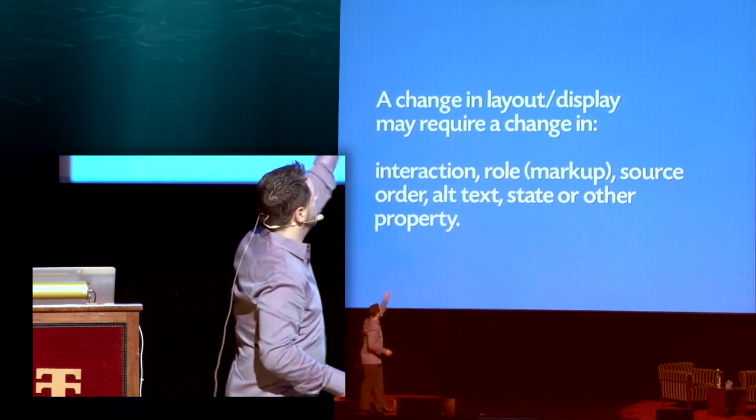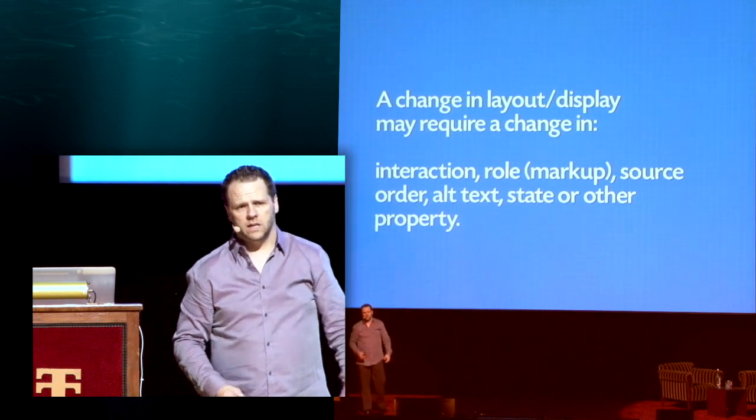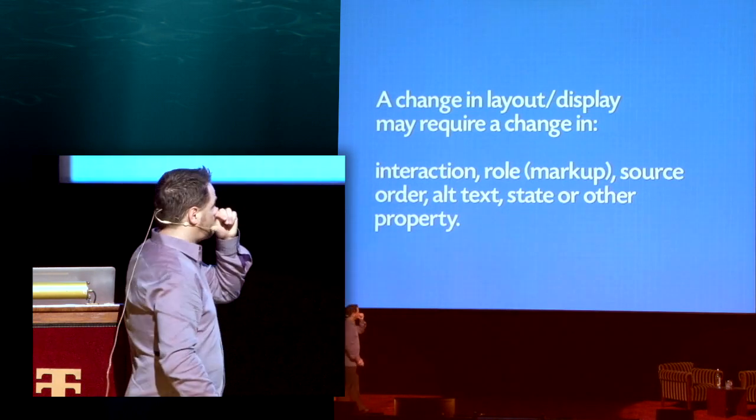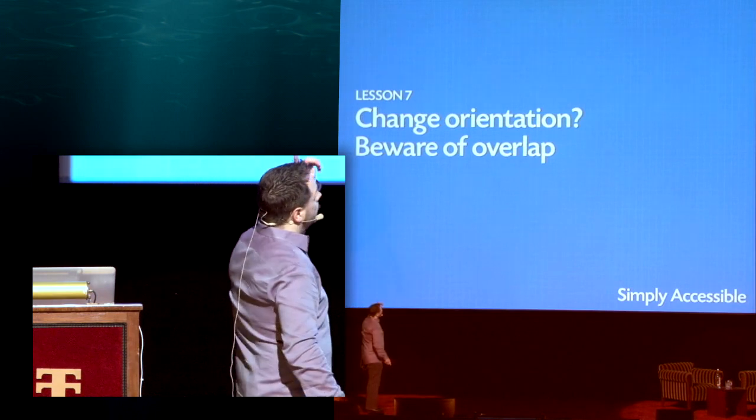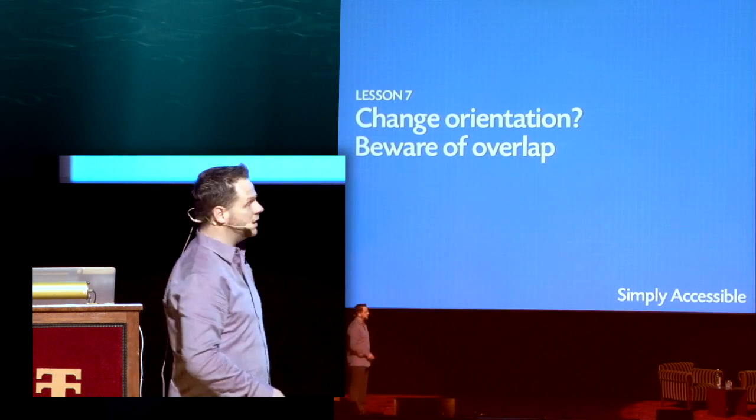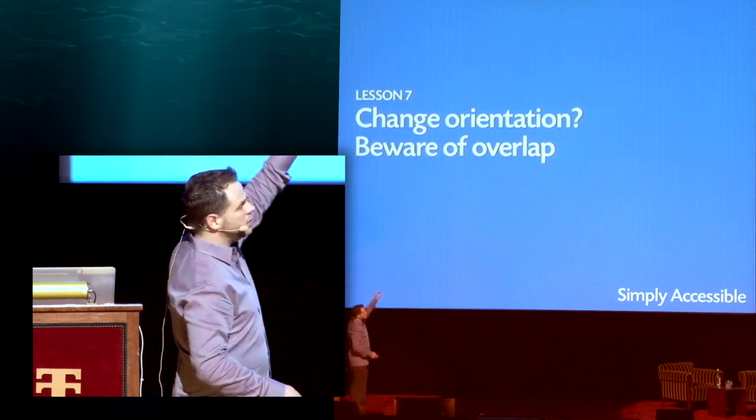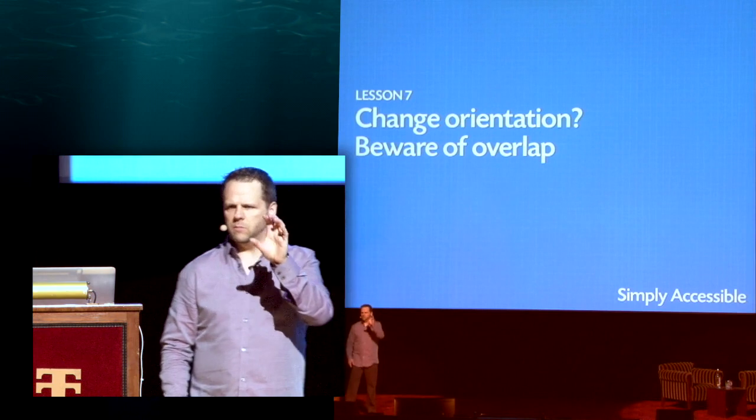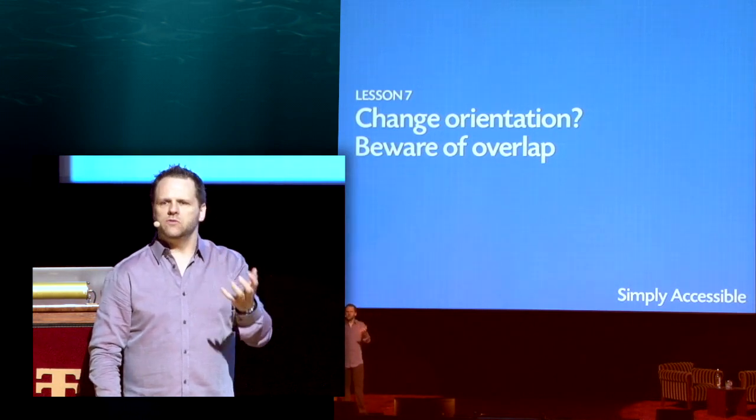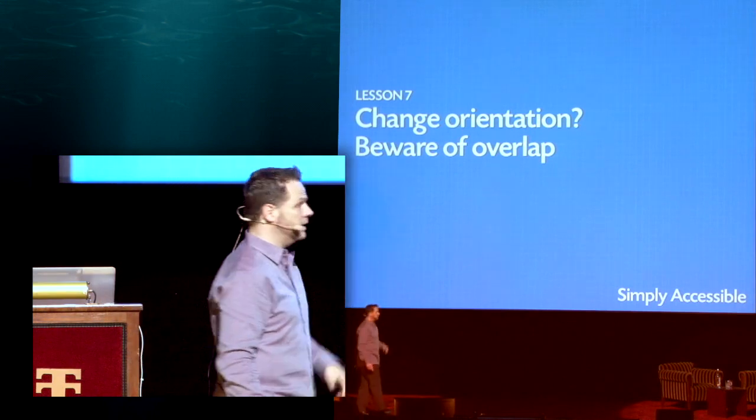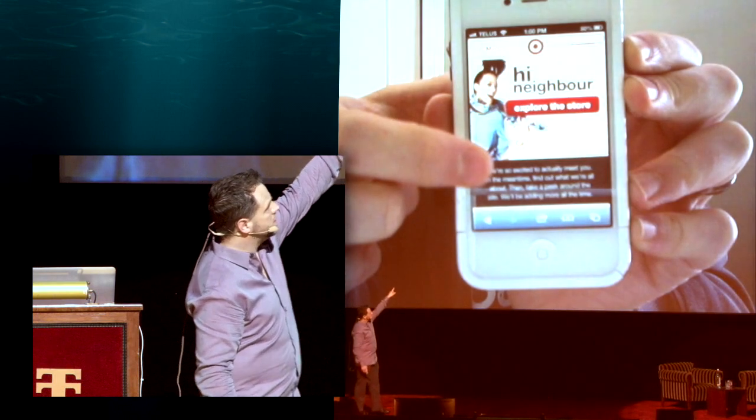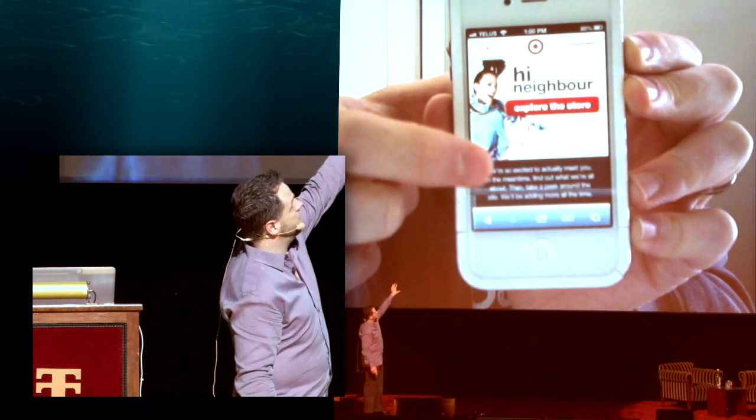We need to sometimes change the source order. We sometimes need to change the alt text because of just a layout change. This is a bizarre one, and we saw this when we were testing a particular site. When you change orientation on a phone from portrait to landscape, or from landscape to portrait, some interesting things happen depending on the techniques that you've used. You really need to watch out for something like this. This is, again, that same site.